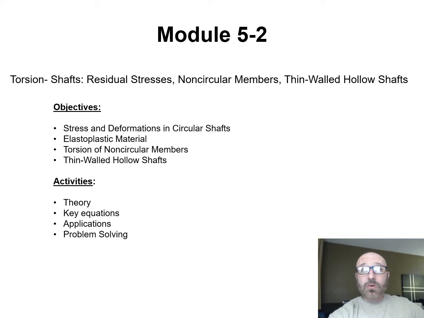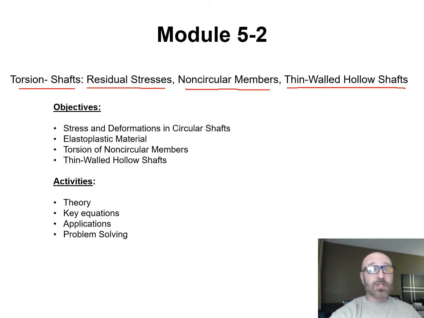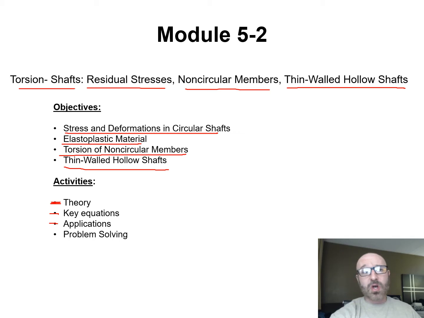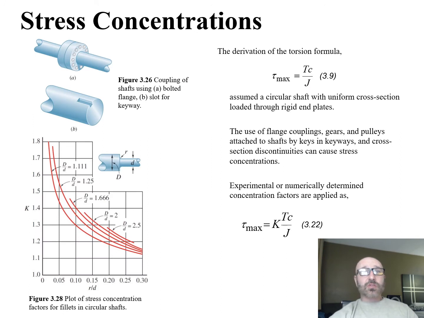So as we jump into Module 5.2, within this module we're going to take a look at torsion for shafts, looking particularly at residual stresses, non-circular members, and our thin-walled hollow shafts. So objectives within this module: taking a look at the stress and deformations of circular shafts, then going on to elastoplastic material. From there, looking at torsion of non-circular members, and last, taking a look at thin-walled hollow shafts. Within this module, we're going to take a look at some of the key theories, along with the governing equations, some practical applications, and from there go into some actual problem solving and some hand solutions. So next, let's take a look at stress concentrations.